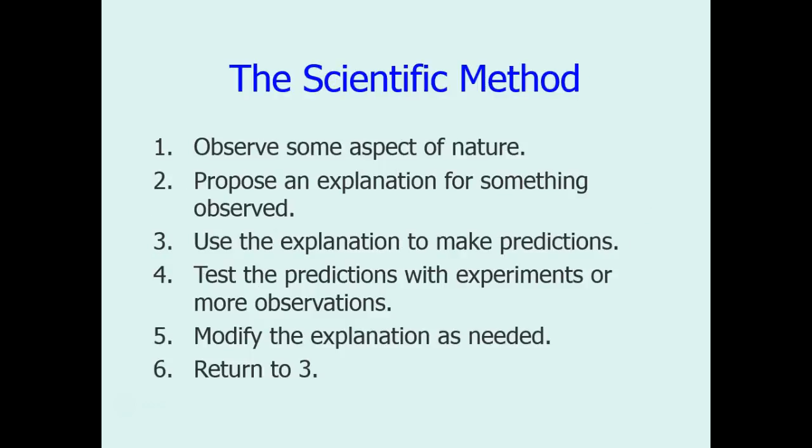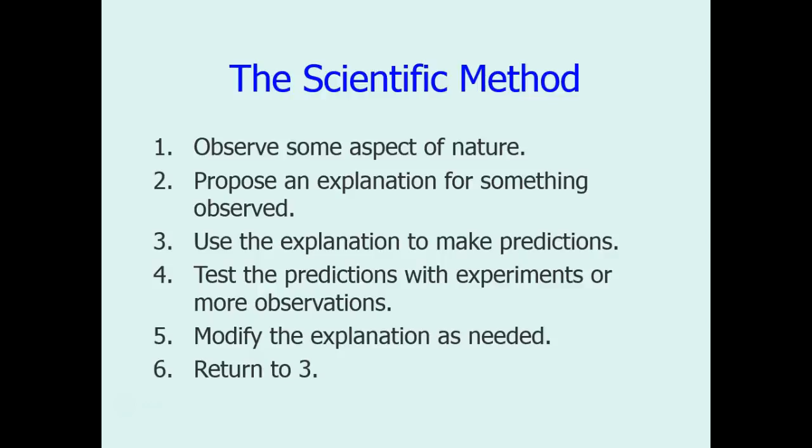Okay, so here's the scientific method. Basically, whether he wrote them down or not, formulated and first illustrated by Galileo and then just by everybody since then. Observe some aspect of nature. Aristotle did that. They all did it. That's where everything came from. Observing some aspect of nature, that's why I call them natural philosophers. Okay? Propose an explanation for something observed. Aristotle did that. He did it in spades. I mean, he did it really, really well.